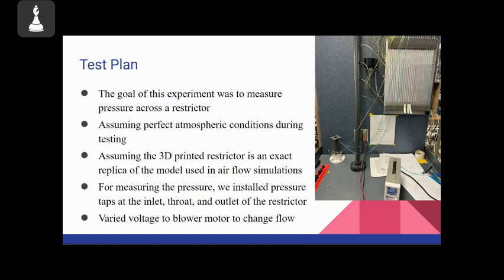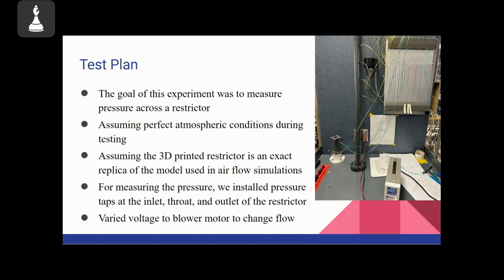So, the goal of this experiment overall, as I said before, is to measure the pressure differential across the restrictor. Over here on the right, you can see a picture of our test setup. We have a jig which is connected to the table and connected to our restrictor. We assumed perfect atmospheric conditions during testing, and that the 3D printed restrictor is an exact replica, an ideal model used in these airflow simulations.